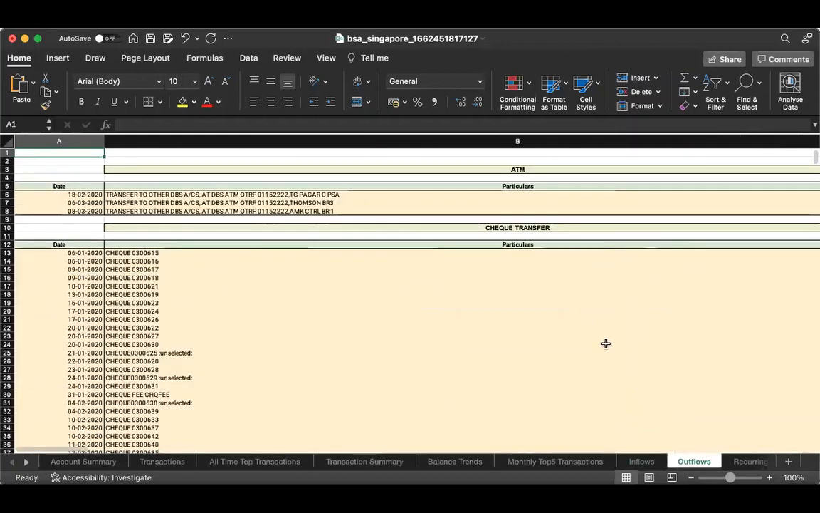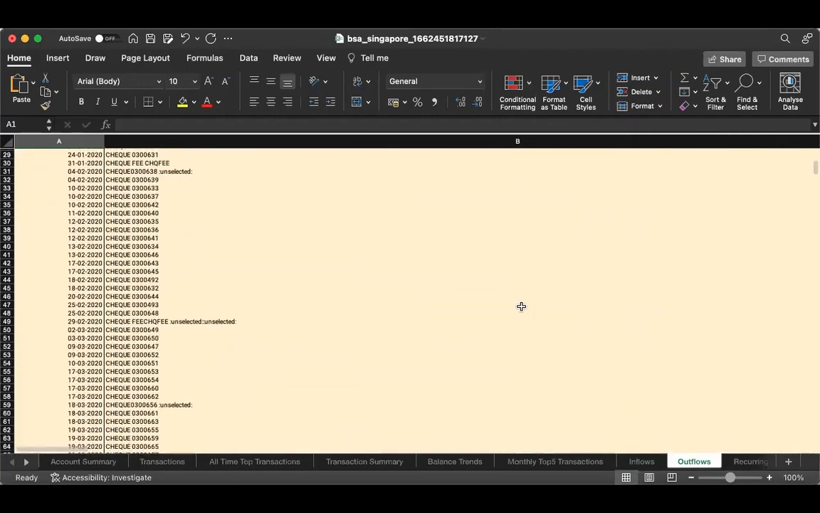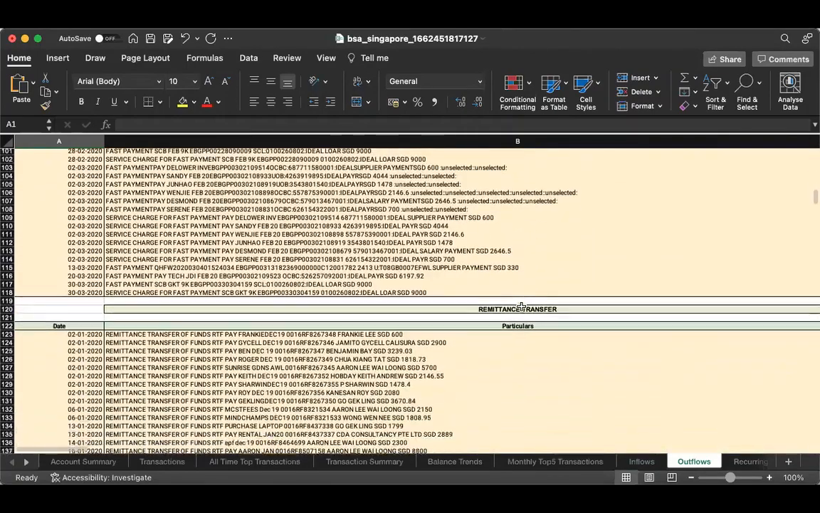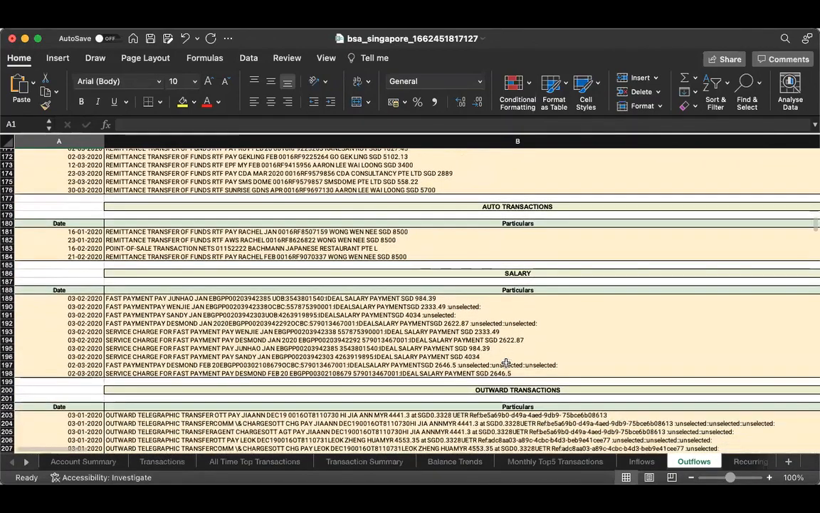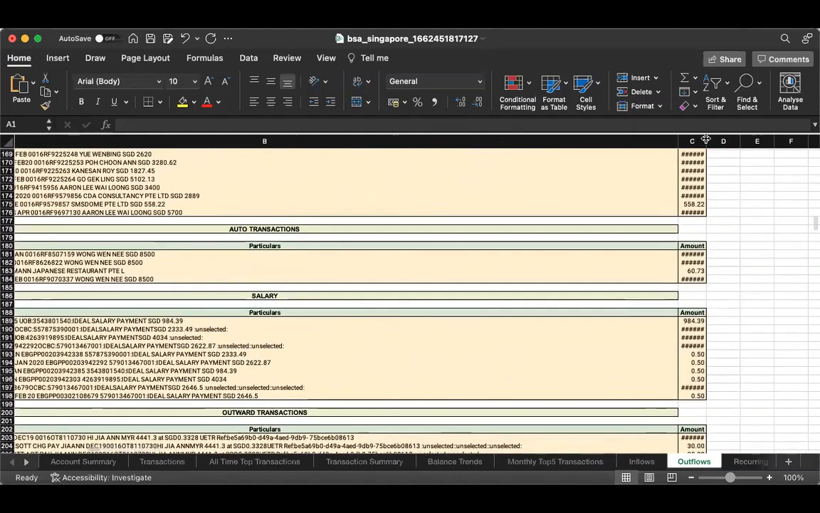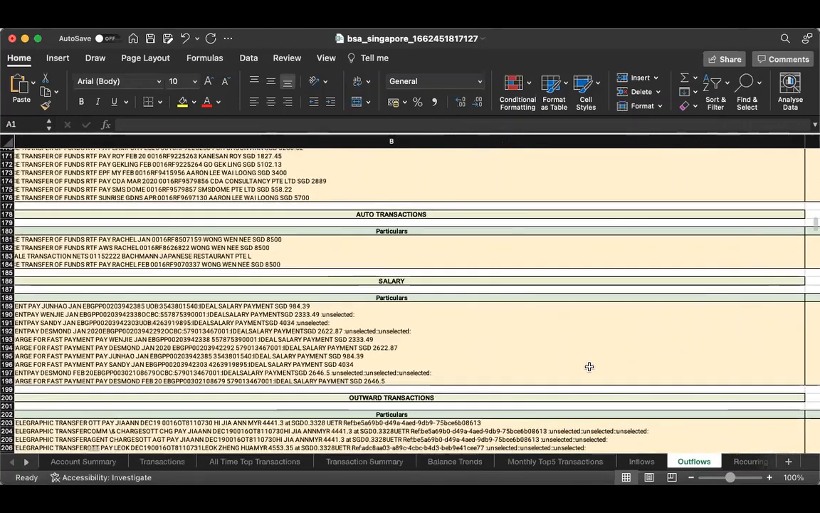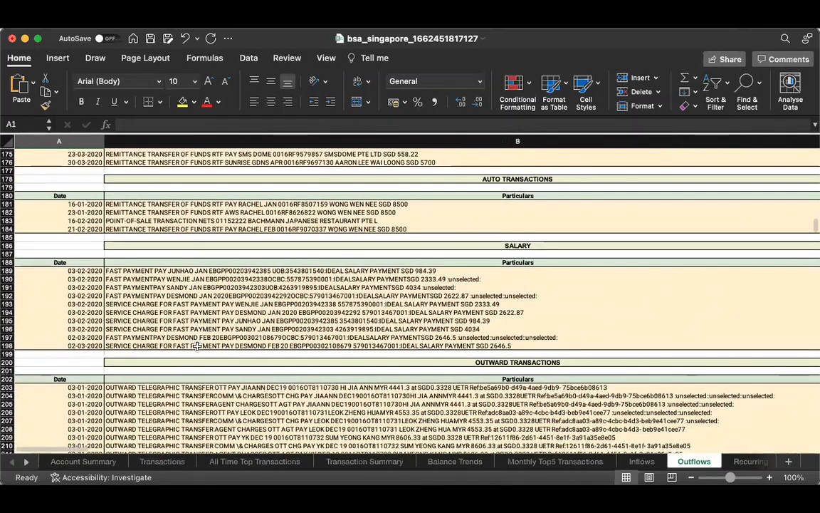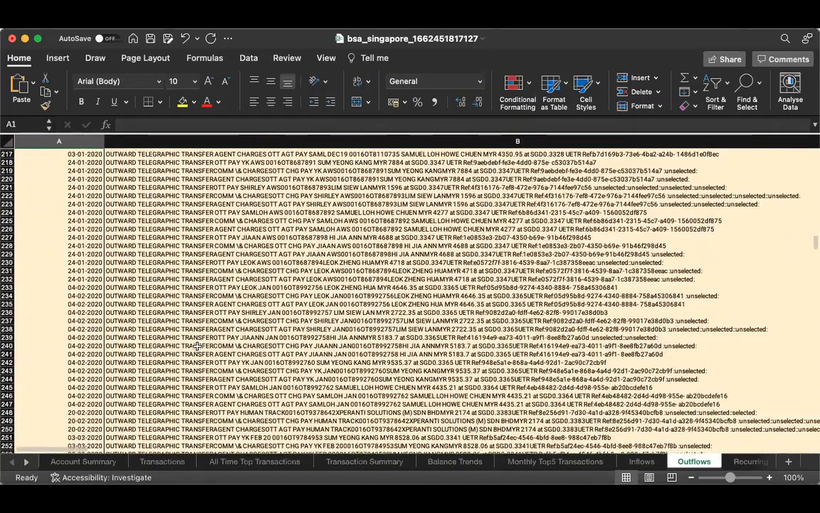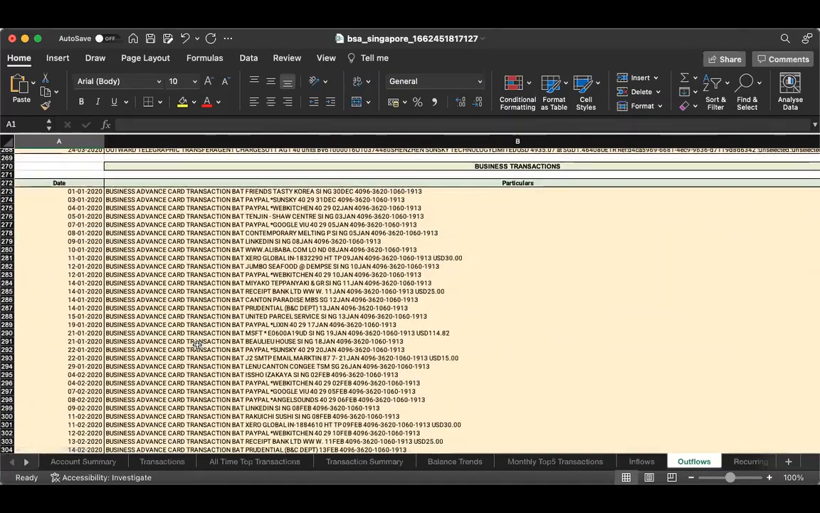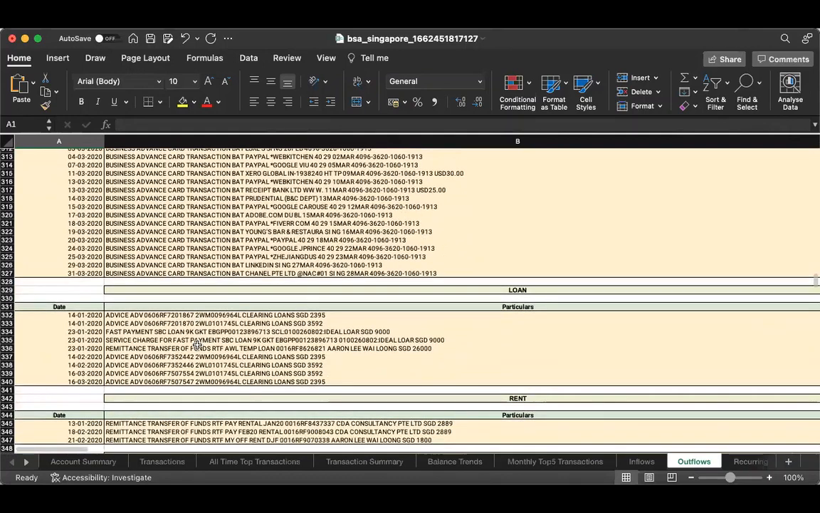In the outflows, similarly, we have all the debit transactions, and they can include ATM withdrawal transactions, again check transfer transactions, fast transfer, remittance transfer, as well as all the automatic transactions, and again the salary transactions as well, which are grouped together on the basis of when they were occurring and how similar they were. We also have outward telegraphic transfer transactions, which are all grouped together. Apart from that, we have the business transactions and again the loan.